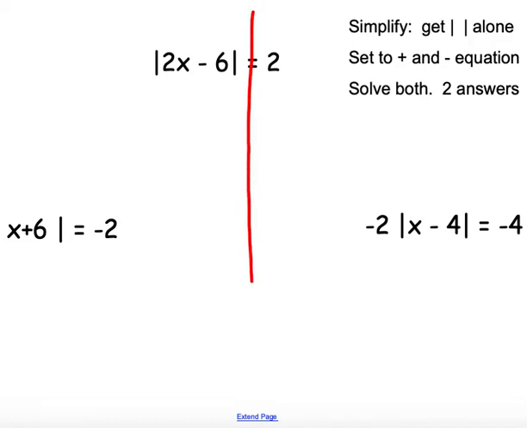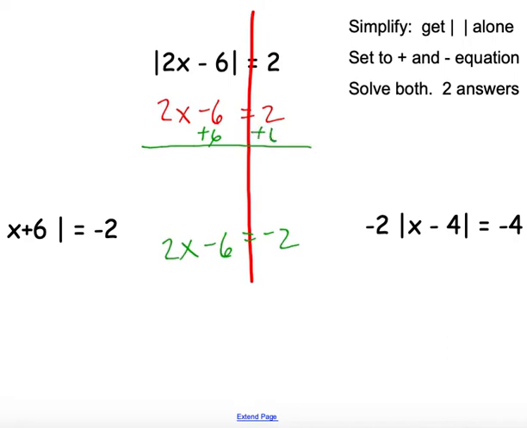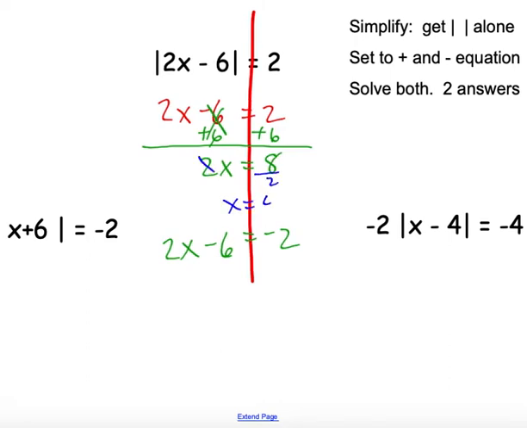So if we look at this one, absolute value is already by itself. So let's set this up to equal negative and equal positive. 2x minus 6 equals 2. And 2x minus 6 equals -2. And then let's just solve. Add 6. 2x equals 8. So this equation, x equals 4.